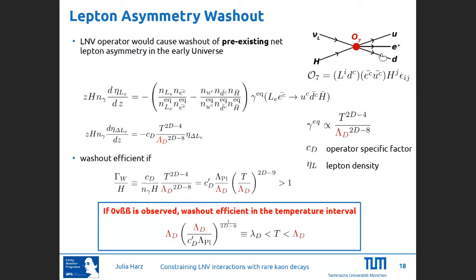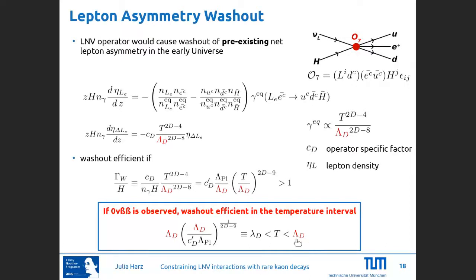Here is the operator that I take as an example, again this O3b operator. I write down the typical Boltzmann equation for my lepton asymmetry. I can rewrite the reaction rates in terms of the scale of the operator that I would get in case of an observation of a lepton number violating interaction. Then I can solve the Boltzmann equation, or I can make an estimate of the washout by comparing the washout rate over Hubble. If the washout rate is larger than Hubble, then the washout is highly effective. By doing this, I can get, in dependence on the scale of the operator that I would get in case of a measurement, the temperature interval where the washout is highly effective.